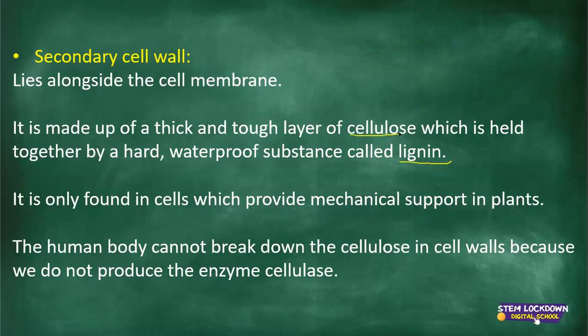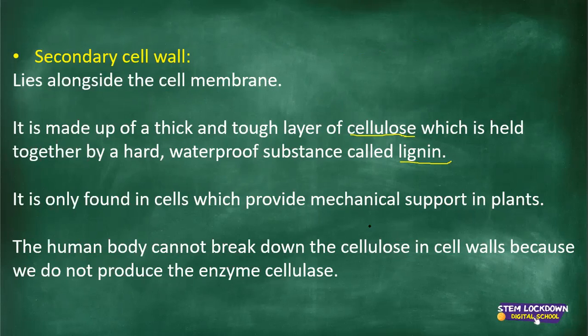So here you find in this secondary one, you find both cellulose and lignin. It is only found in cells which provide mechanical support in plants. So remember, we have different types of cells in the body. In that same organism, you will have certain cells that provide mechanical support. So you'll only find the secondary cell wall in those cells over there.